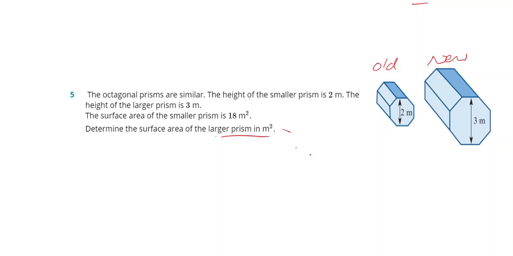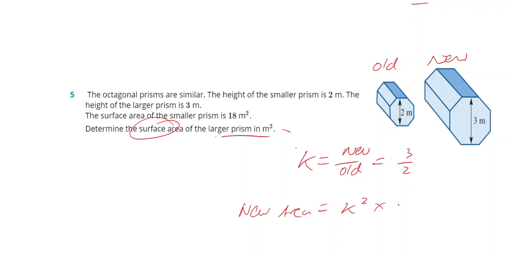Okay, so my K value is my new divided by old. Okay, we'll talk about lengths here for K. So 3 divided by 2, or it happens to be a height in this case, and that's fine. That's a one-dimensional measurement. So K is equal to 3 over 2, and we're trying to work out the surface area of the new prism. So new area equals K squared by old area, okay, or old surface area.